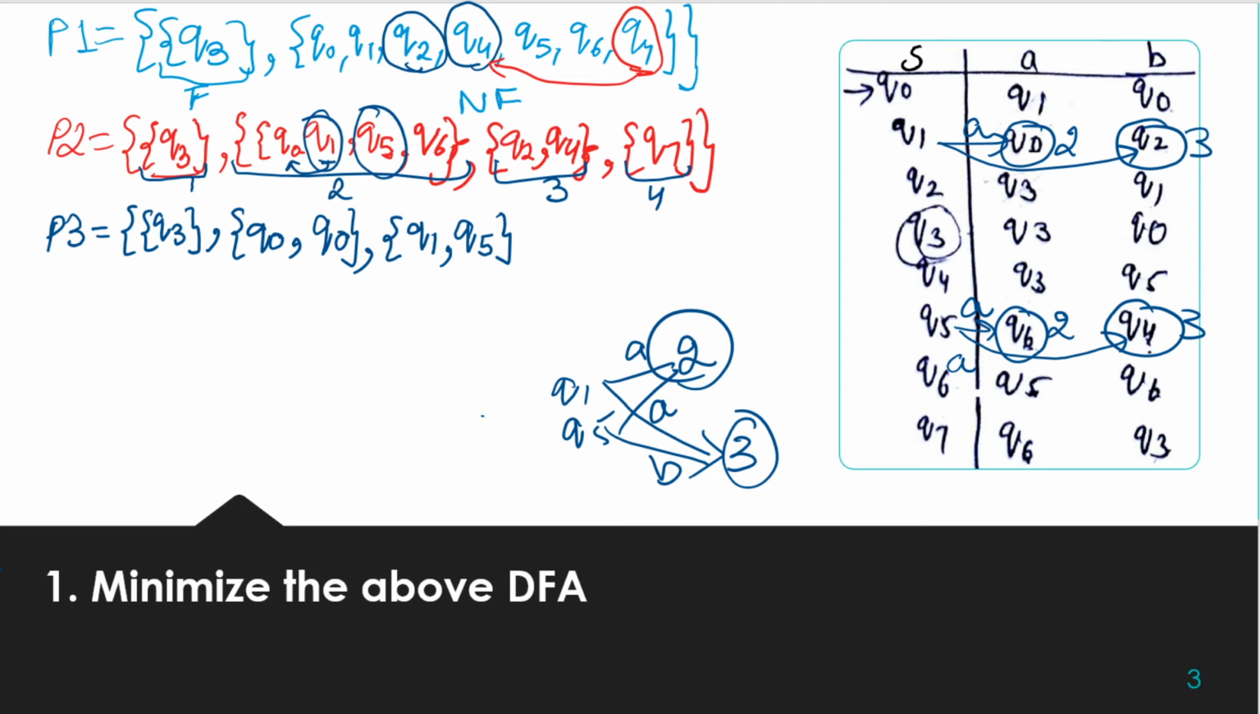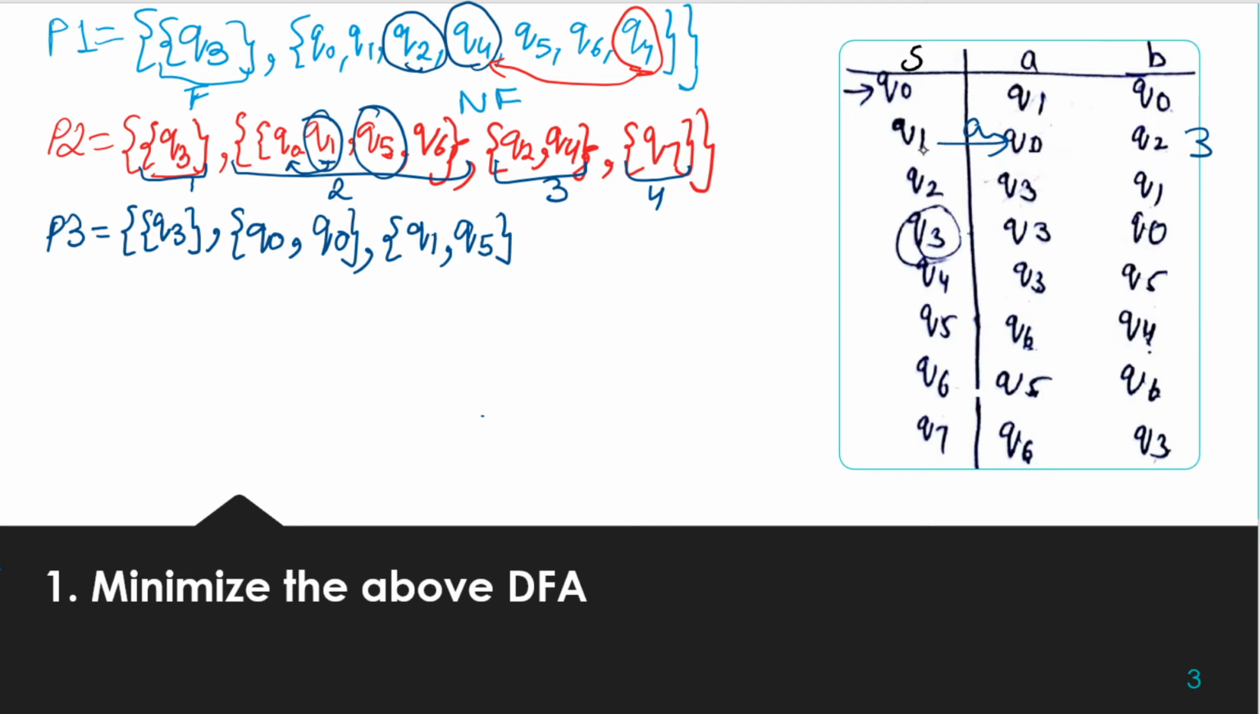Now let's check the next group, Q2 and Q4. From Q2, for the next group, Q2 will be the first element. So checking the compatibility, Q2 is moving to state Q3 and Q4 is also moving to state Q3 for the input A. So Q2 and Q4 are compatible for input symbol A because they both have transition to the same state, that is Q3. Now let's check for input symbol B.